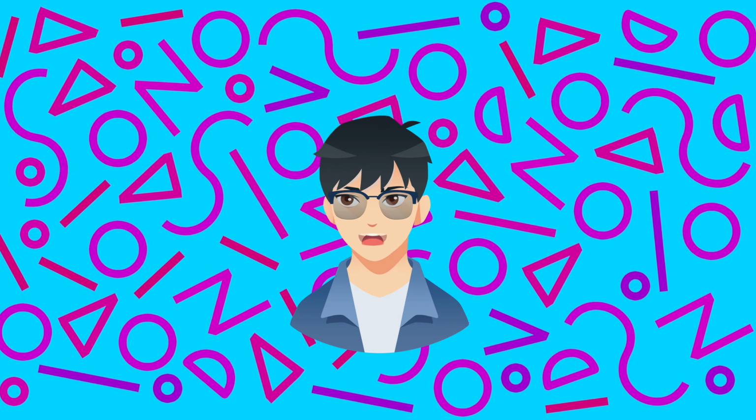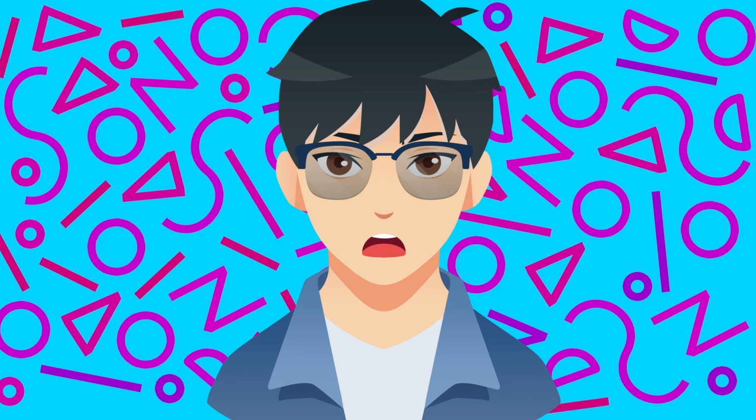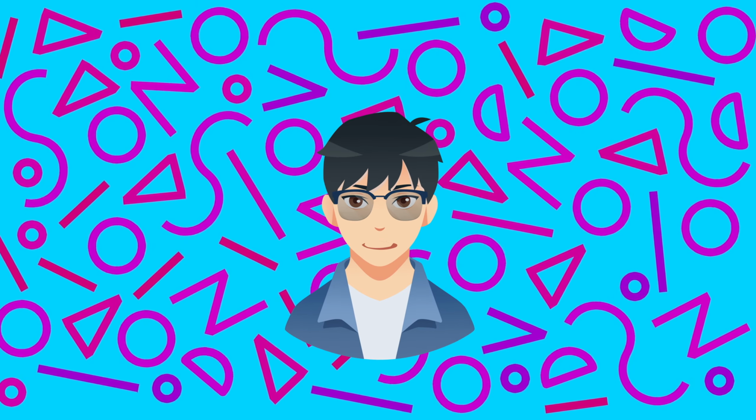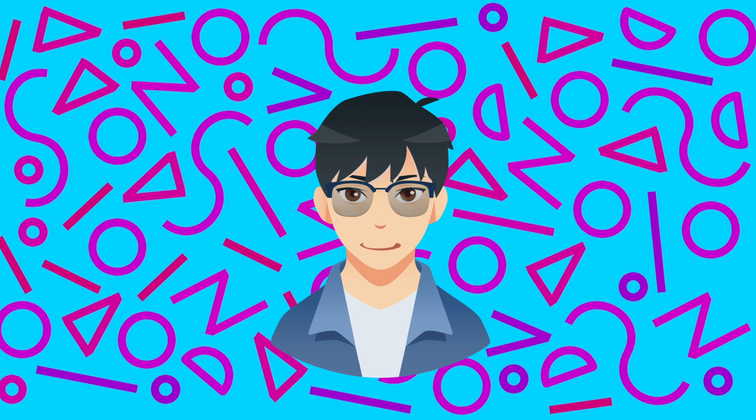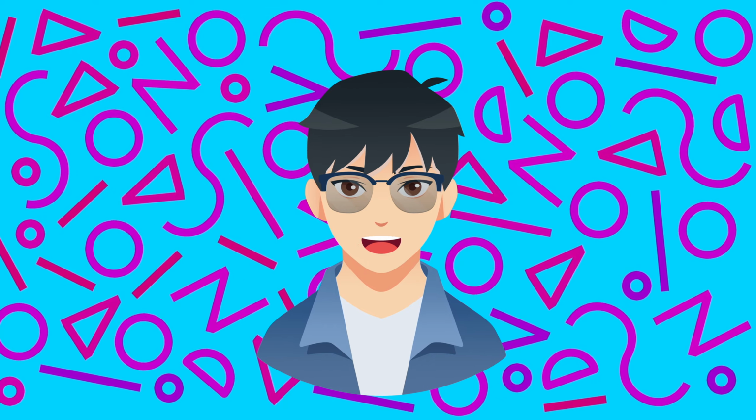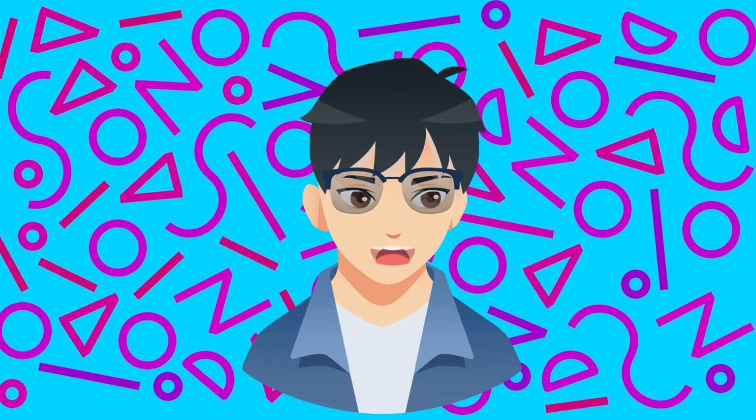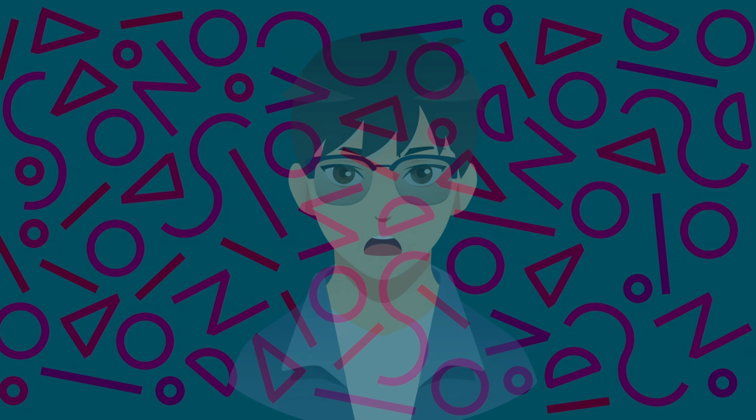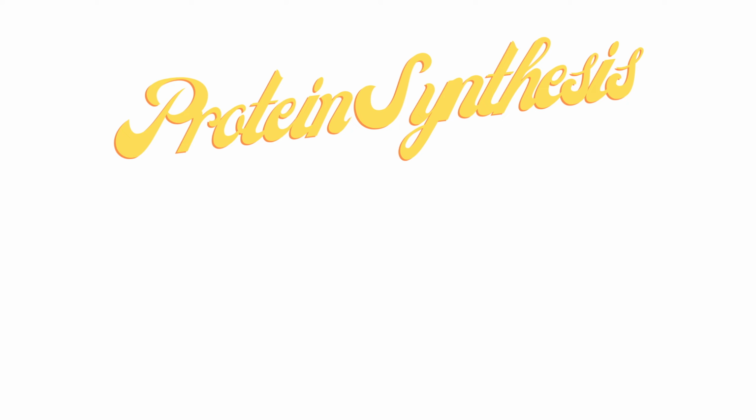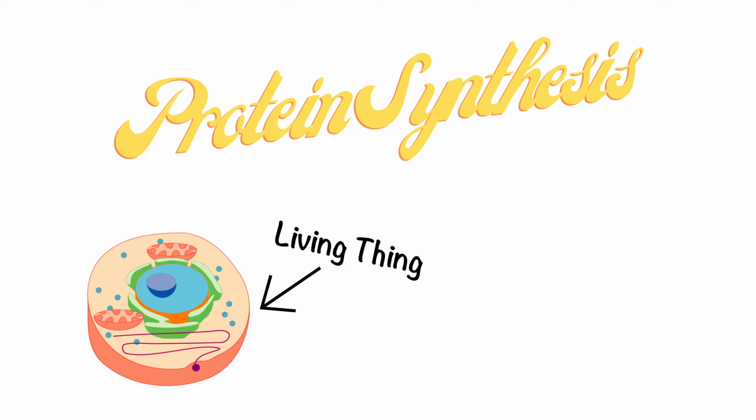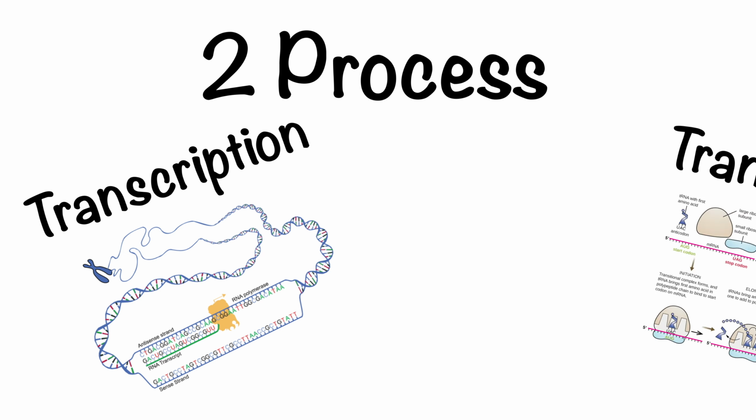You might think that it's easy, but no, it's not. This is the most important process your cell goes through, because without it, you will not be you. So let's get started. Protein synthesis is a process that takes place in the cell of a living thing. And it actually consists of two processes: transcription and translation.